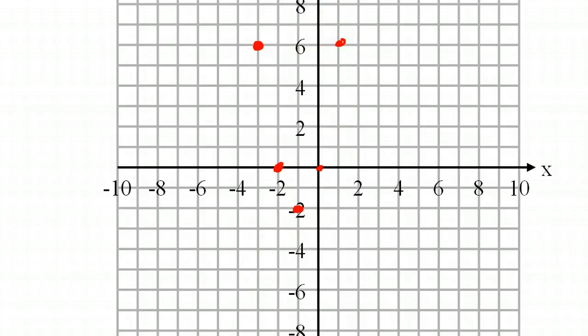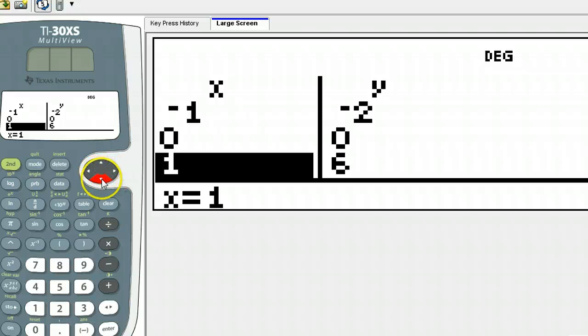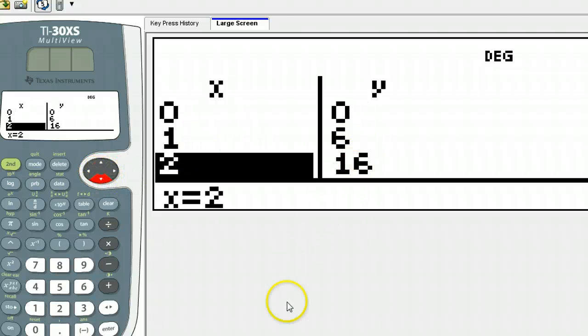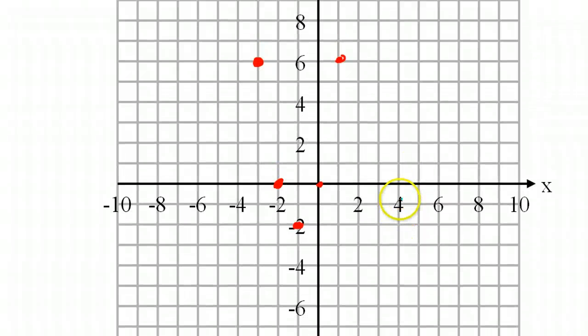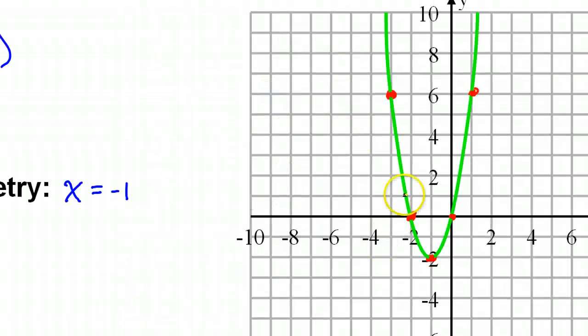All right, I have a feeling no more points will fit, but we should always look. Oh, sure enough, the next one's at 16, that's off the chart. So we will have to make do with these 5 values. So let's go ahead and graph the parabola. All right, so there's your parabola. Make sure you draw it all the way to the edge of your graph. Now, do not forget to draw your axis of symmetry as a dotted line right down the middle. All right, so there's your axis of symmetry.